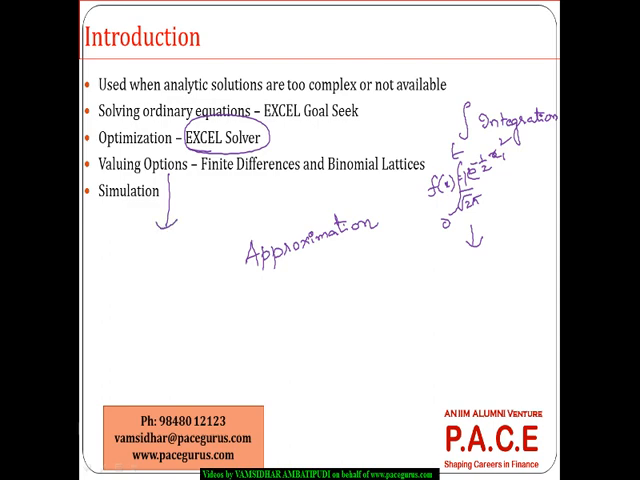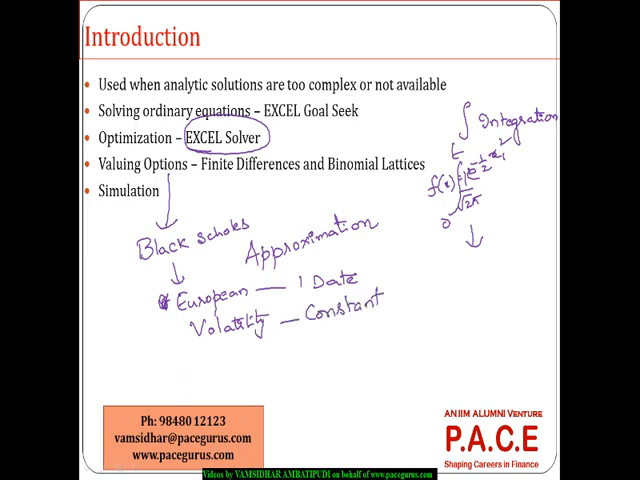Similarly, when it comes to the valuation of options in the financial world, we know that there is something called the Black-Scholes formula, which is appropriate only for those options which are European in nature, where the exercise happens only on one single date. The decision point is one single date, and the volatility is constant. There are so many assumptions that have gone into this specific formula. So this formula approach is more relevant when you are trying to value those kinds of options. But today the options world is much vaster; European options form only a small proportion of the total set of options that are there.